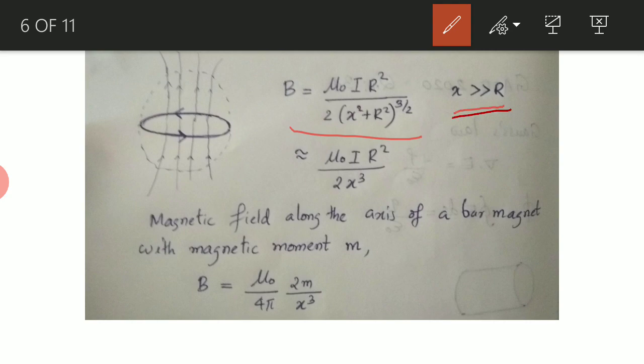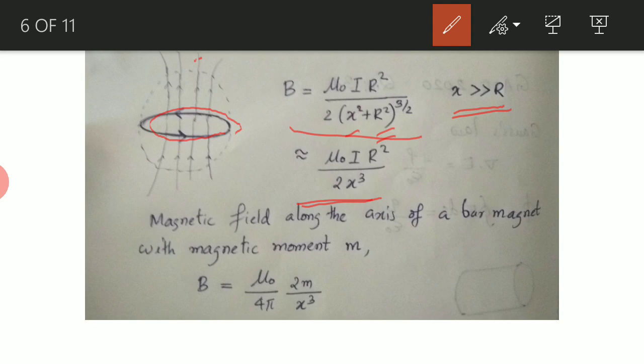We assume that x is very much greater than r because in the question it is specified that the point is very far from the Earth. In the denominator, if we assume x is very much greater than r, we can neglect r with respect to x. So the magnetic field equation can be approximated as mu 0 I r square by 2x cube. So this is the magnetic field produced if a current carrying loop I is placed like this. At a point x from the loop, the magnetic field will have this value.